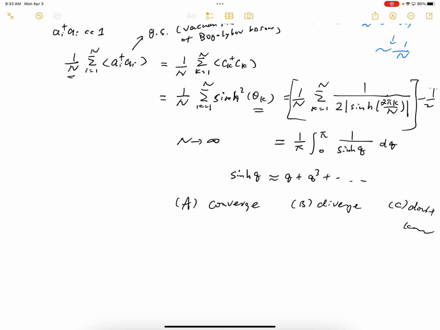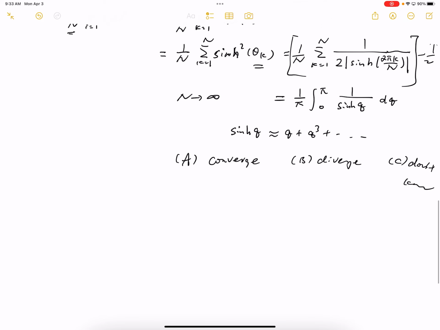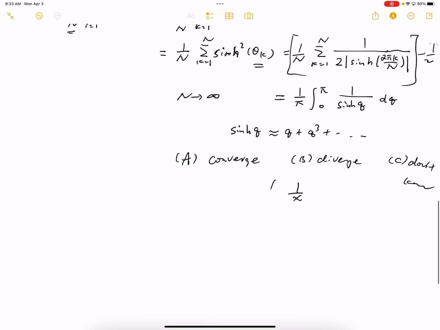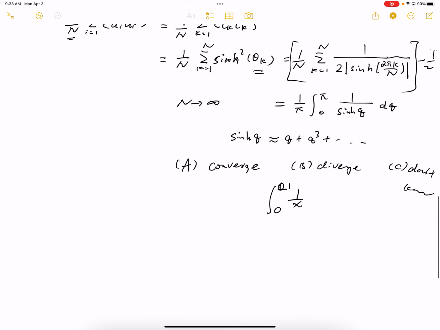Okay, the correct answer is that this diverges, because you actually have a pole here, it's 1 over q. The part that causes divergence is near a very small q. So you are really trying to integrate a function that is 1 over x. If you integrate over anything finite, say over 1, or here over pi, it doesn't really matter, it's a small part. You can make this even 0.1 if you want. This is going to diverge because what you get is basically log x, evaluated at 0 and at 0.1.